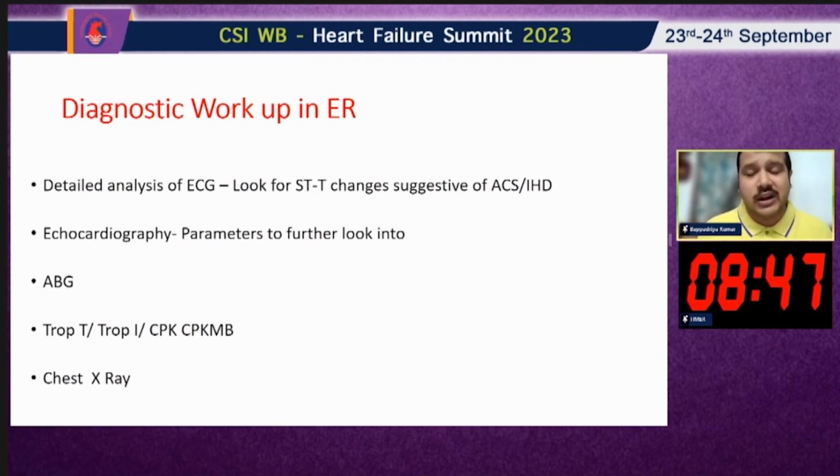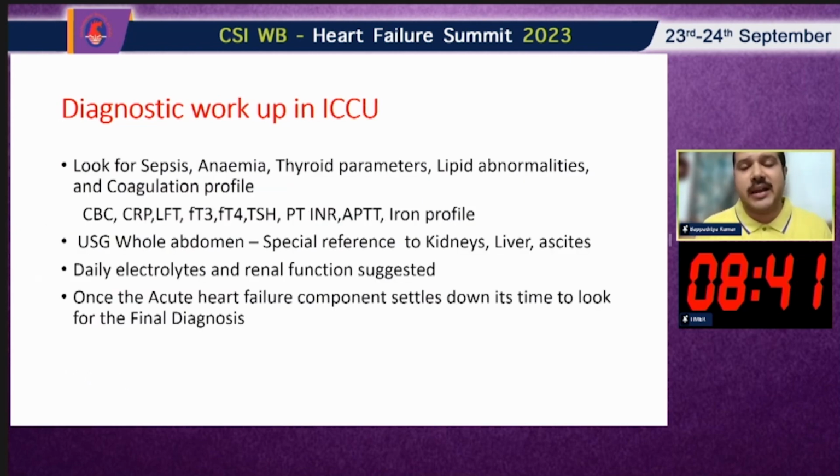ABG, that has already been discussed, and a chest X-ray is a must for all patients presenting with dyspnea in the ER. Diagnostic workup in ICU, going by the American guideline, look for sepsis, anemia, thyroid parameters, lipid abnormalities, and the coagulation profile, because this patient will require a DOAC. So in this patient, we must look at the coagulation profile as well. We also need to look at the iron profile in all patients of heart failure.